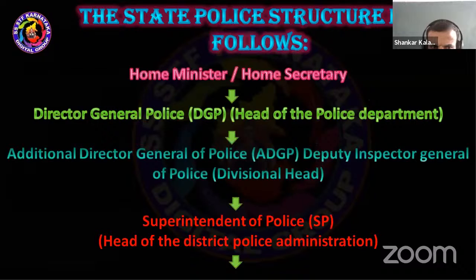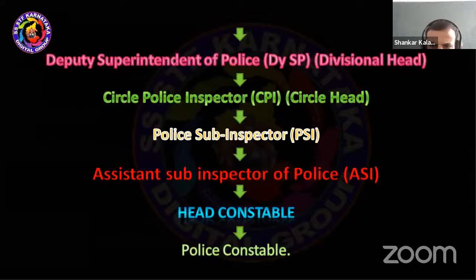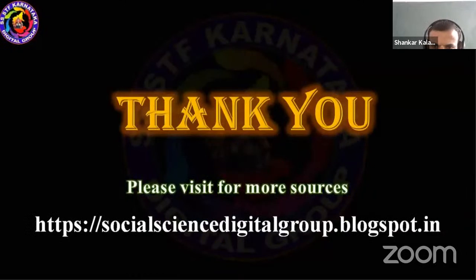First one is DGP, Director General of Police, and under him, Deputy Inspector General of Police in every division: Bangalore, Mysore, Belgavi, and Kalaburgi. Under them, there will be an SP in each and every district. Even the SP has an additional officer, called DYSP. Under the DYSP, there will be CPI, Circle Police Inspector. Under the CPI, there will be Police Sub Inspector, and under that, Assistant Sub Inspector of Police, Head Constable, and Police Constable. This is the structure of a police department.